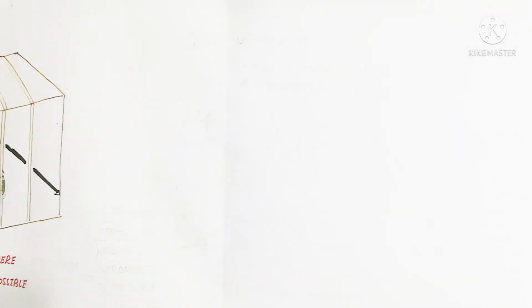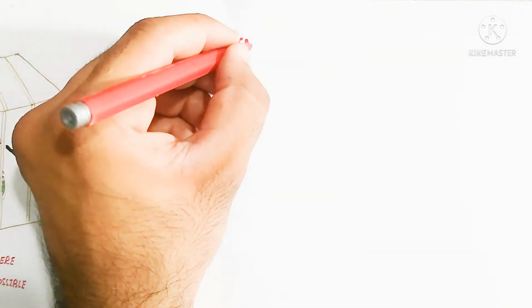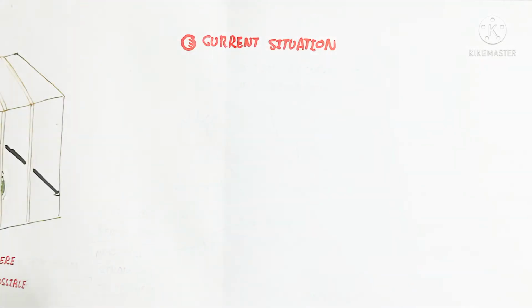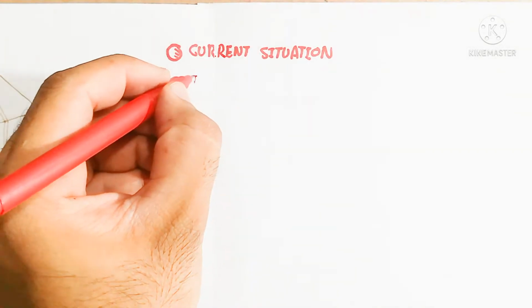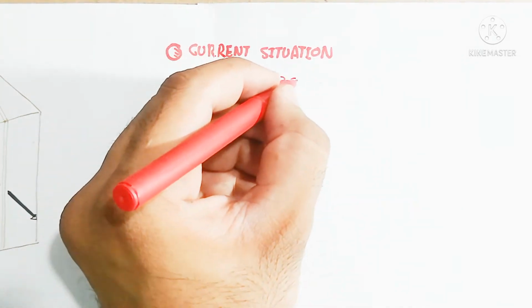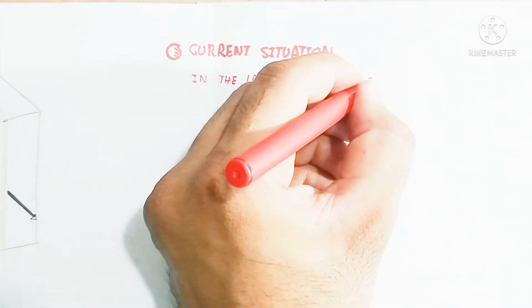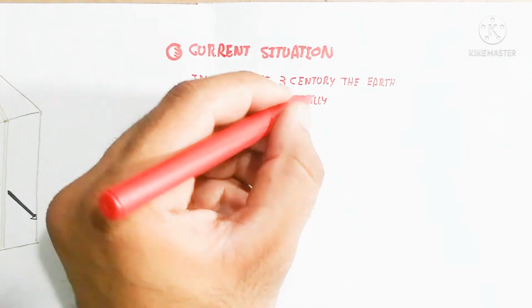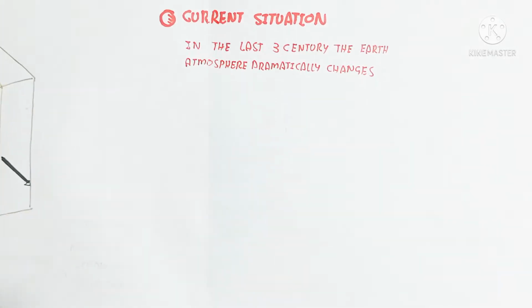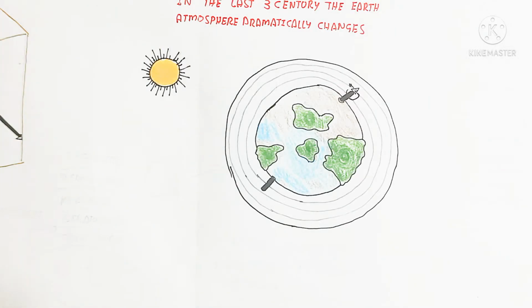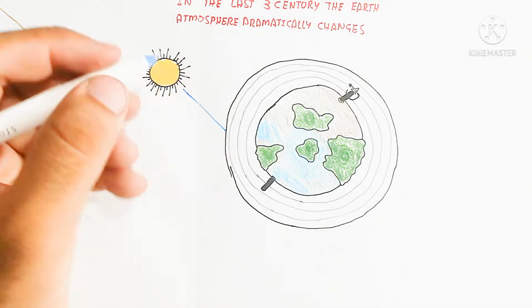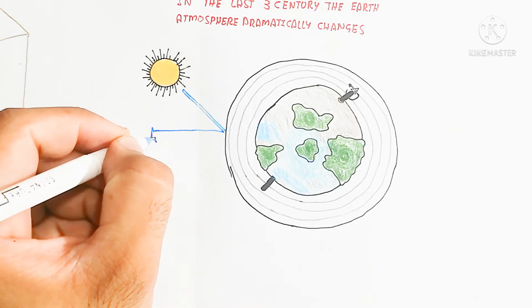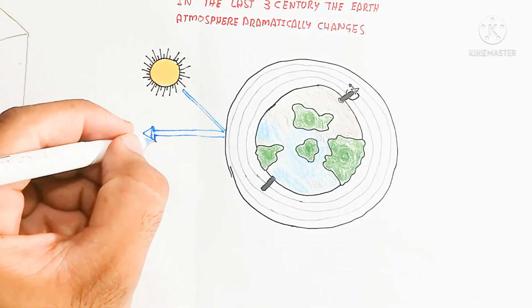Why is this possible? As the gases increase, the warming mechanism is also enhanced. So here we will discuss the current situation related to the greenhouse effect. I am drawing the earth here. First of all, in the last 3 centuries the earth's atmosphere has changed dramatically. Why? Because of industrialization, vehicles, and petroleum or other fuel consumption, which cause the production of carbon monoxide as well as carbon dioxide.